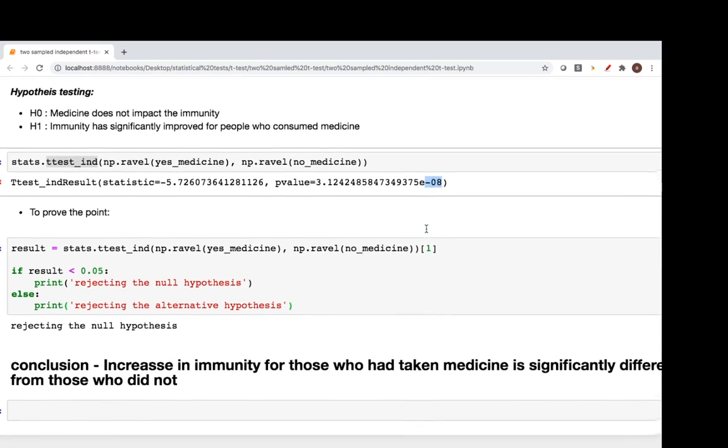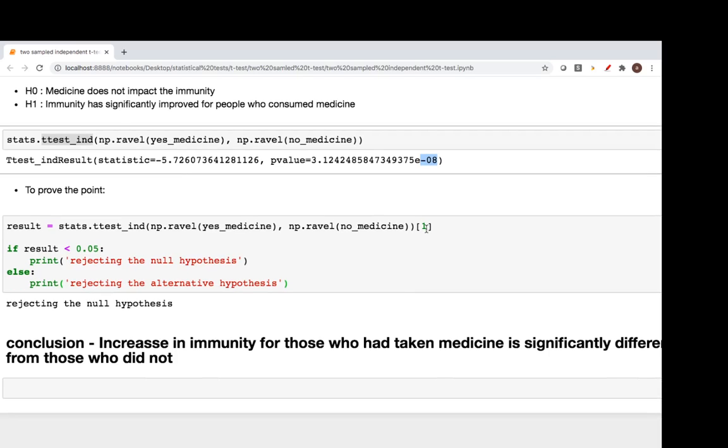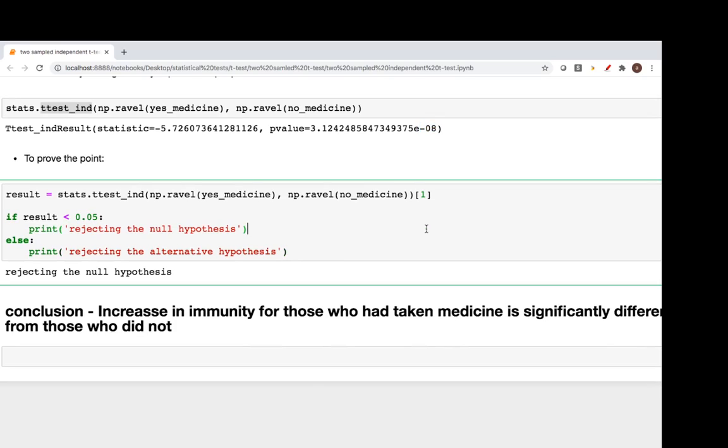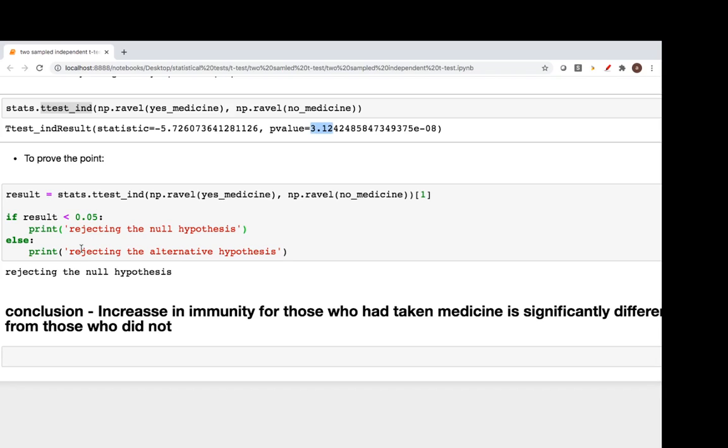Just to prove this point, we have used an if-else condition. In this particular if-else condition, we are telling that if this value is less than 0.05, please give us output in the form of rejecting the null hypothesis. And we are getting output in the form of rejection of the null hypothesis. Since we are rejecting the null hypothesis, our conclusion is that this particular medicine really boosts one's immunity.